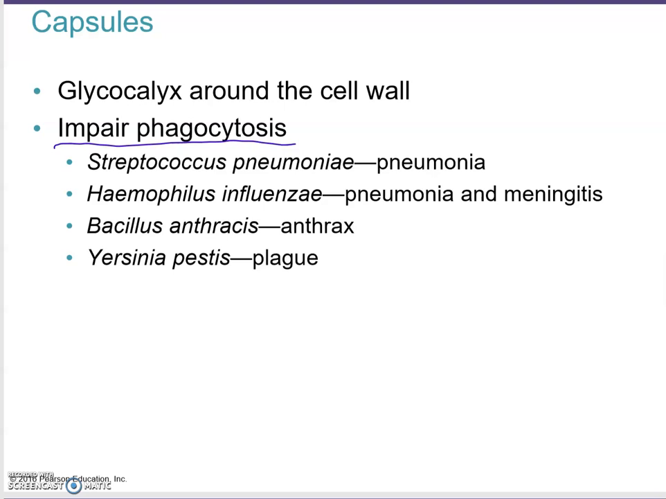I have some examples here of pathogens that use capsules to increase their virulence. Would be Streptococcus pneumoniae right here, cause of pneumonia. Haemophilus influenzae also causes pneumonia, meningitis, Bacillus anthracis, the cause of anthrax, and Yersinia pestis, the cause of plague.